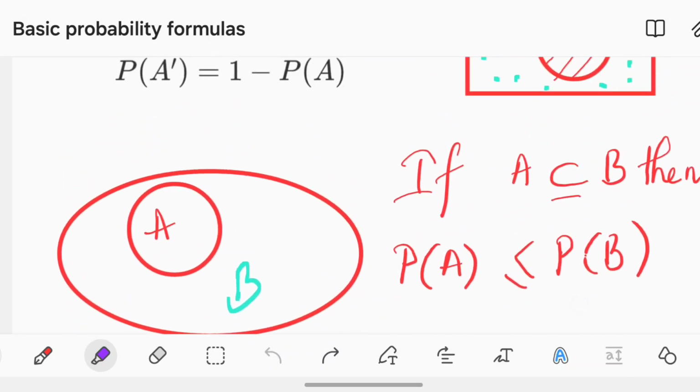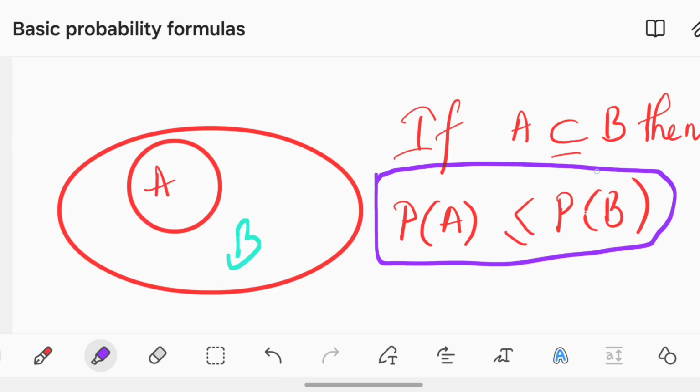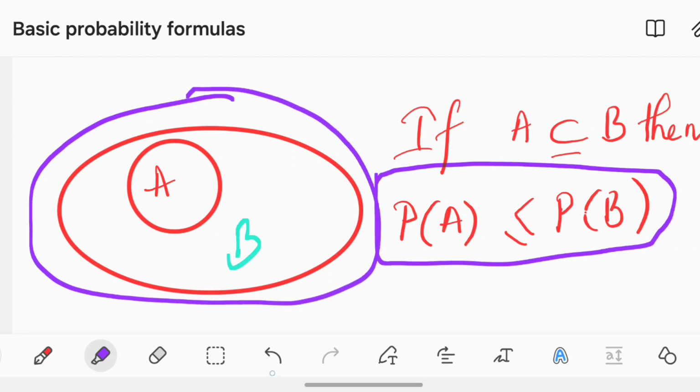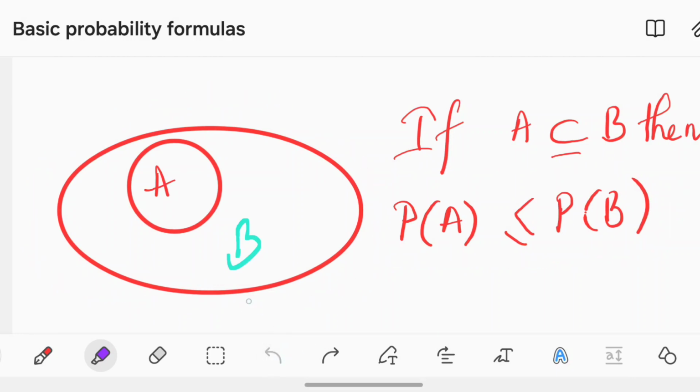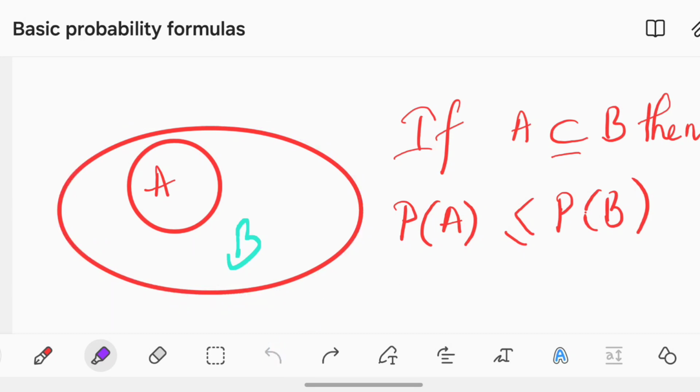Okay, so the next formula is this one. If A is a subset of B, then the probability of A is smaller than the probability of B. This can be seen very clearly from this diagram. So you can see here A is this circle, and then B is the outer circle, so this one follows.